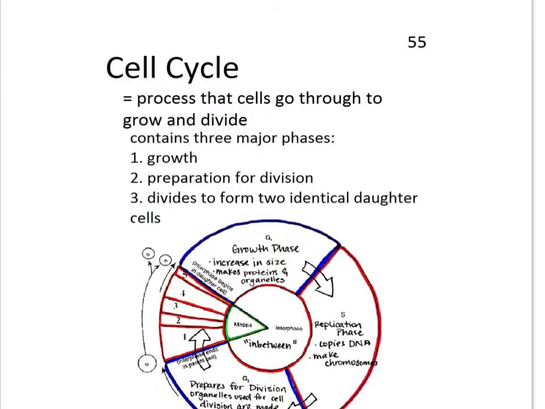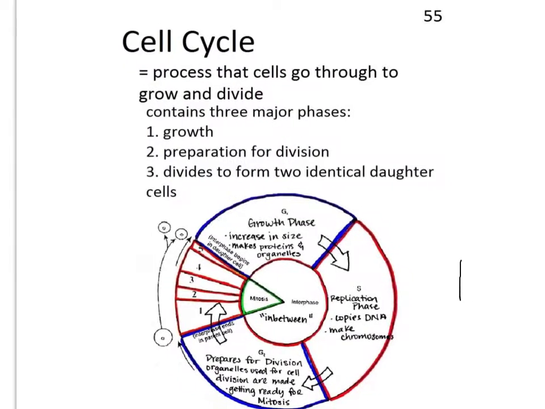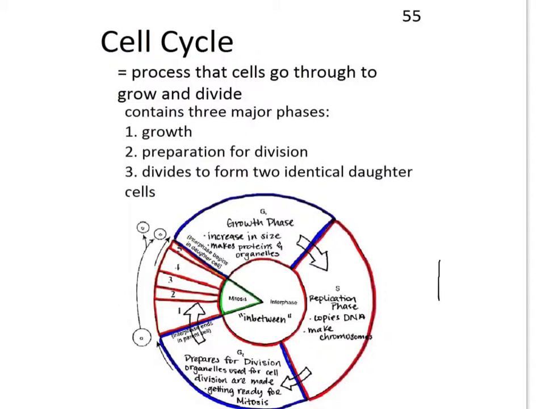Contains three major phases: growth, preparation for division, and then dividing to form two identical daughter cells. So I would need you to underline, highlight, whatever you need to know. Understand that it's two identical daughter cells. A daughter cell just means that we're going from one cell to two offspring. They just happen to call them daughters.